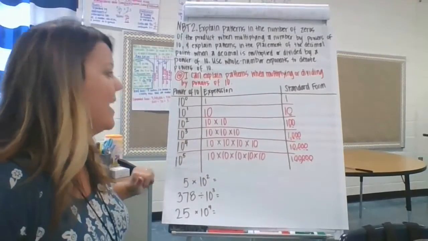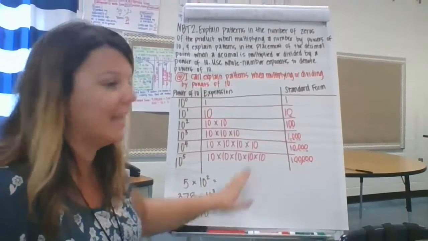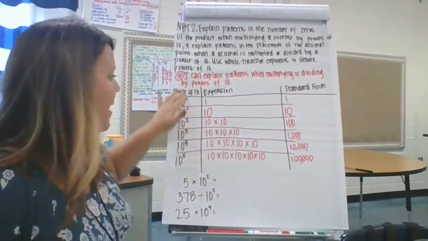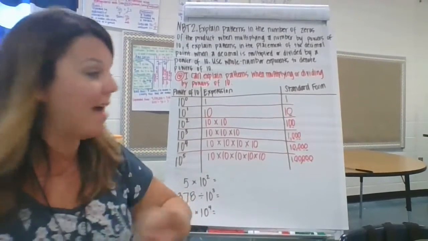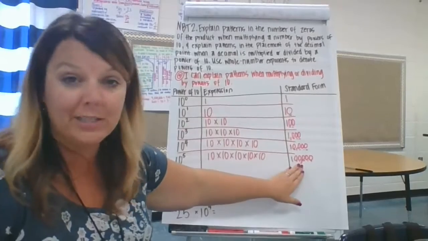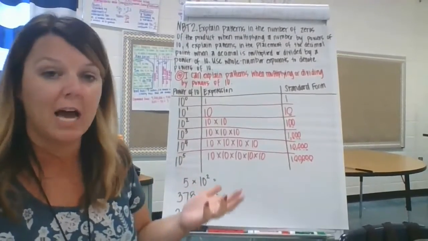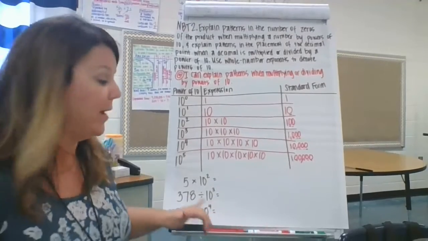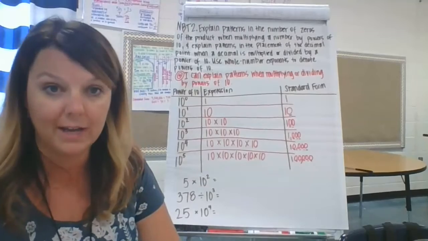What is a power of 10? What does it mean as an expression? What does it look like in standard form? So powers of 10 are used basically as a shorthand. Instead of having to write 100,000, I can just write 10 to the fifth power. So your job is basically to understand that when you see 10 to the fifth power, that simply means 100,000.